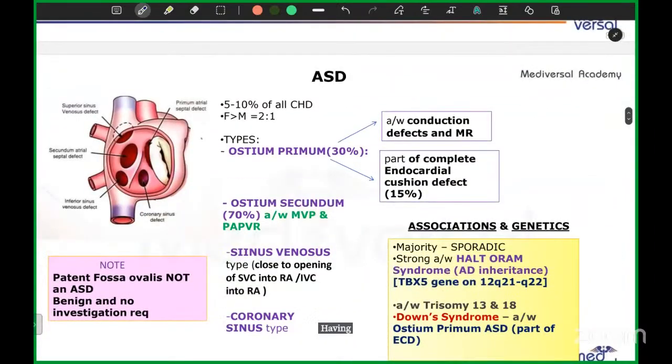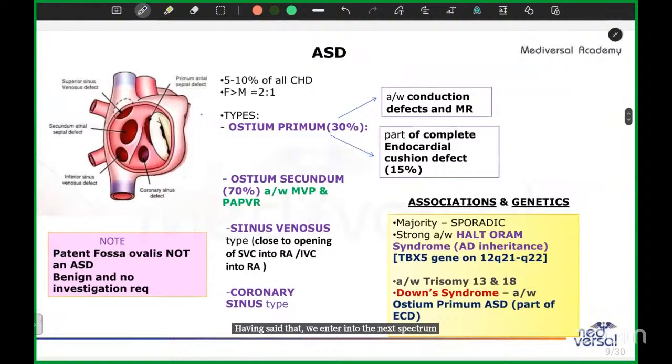Having said that, we enter into the next spectrum, which is an atrial septal defect. And whenever I'm talking of an atrial septal defect, it has a predominantly female preponderance.